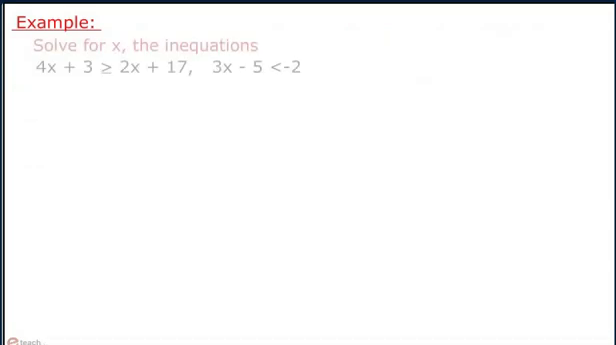Let us take another example. Solve for x the inequations 4x plus 3 is greater than or equal to 2x plus 17 and 3x minus 5 is less than or equal to minus 2. Let us see the solution.